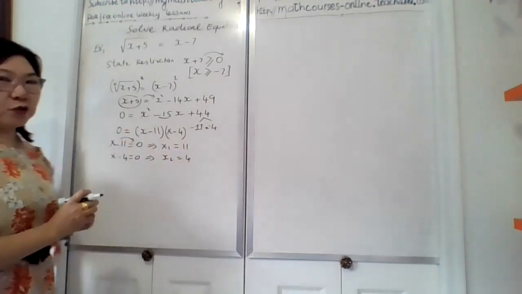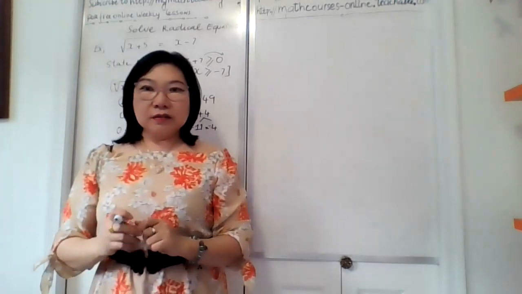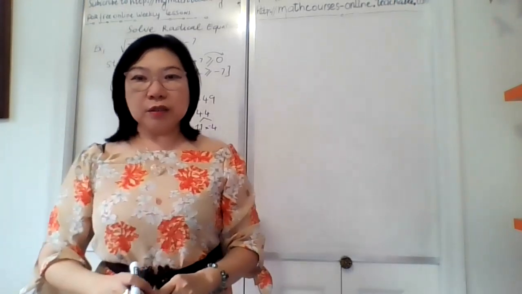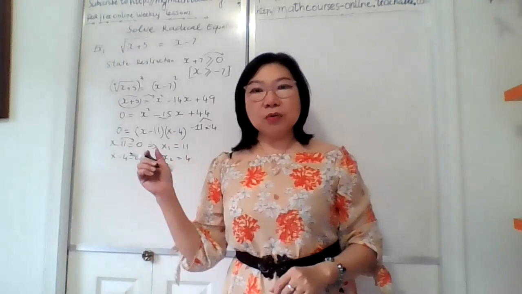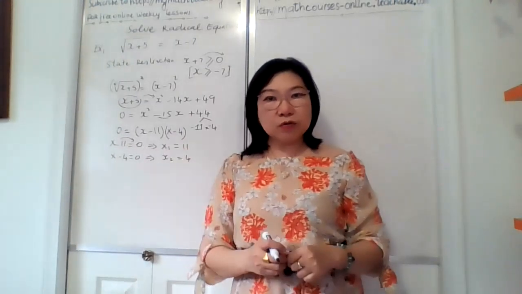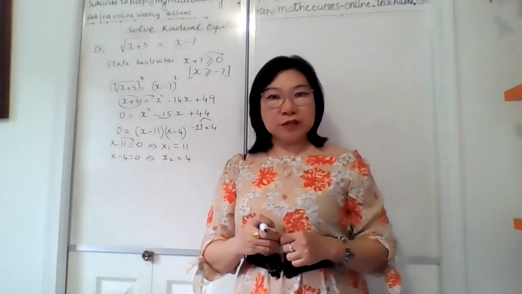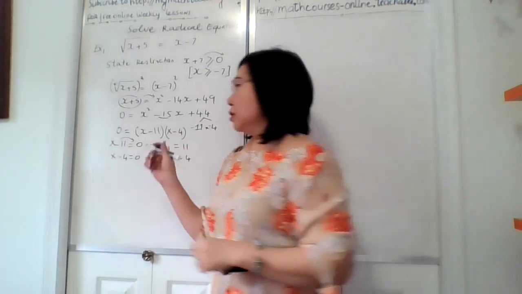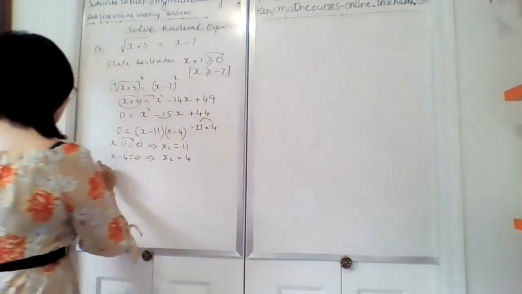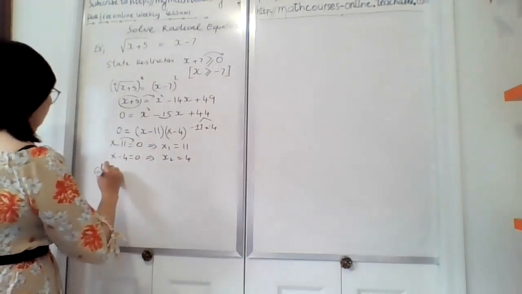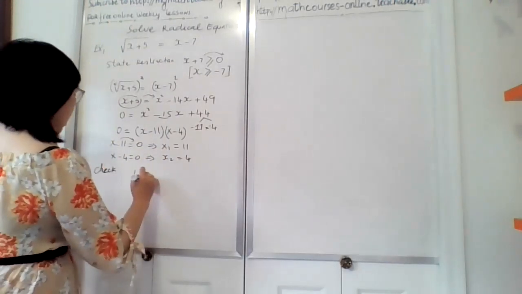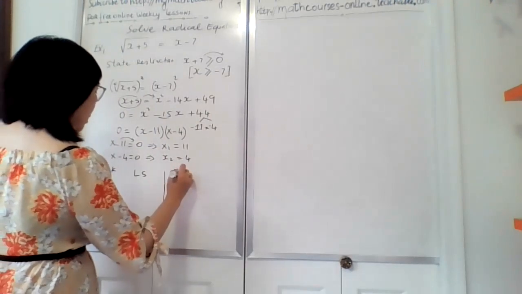However, remember, I told you that in a radical equation, after we solve, we have to check whether or not our solution has an extraneous root. So let's check it, right? I will check whether the left side equals the right side or not.